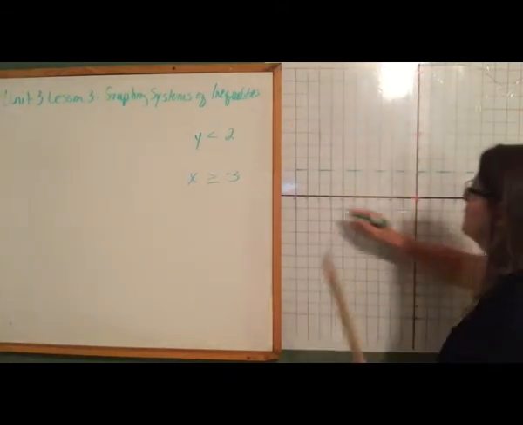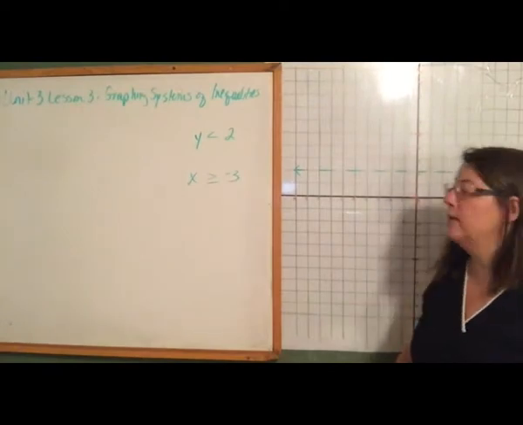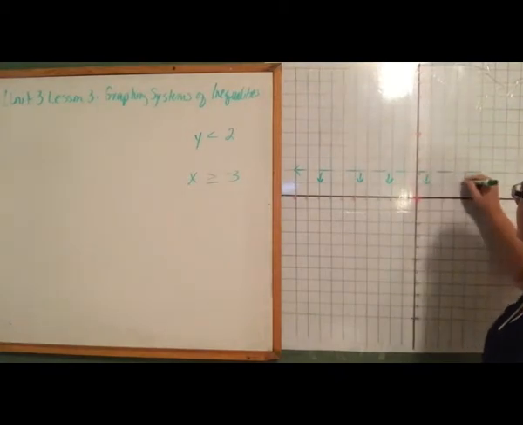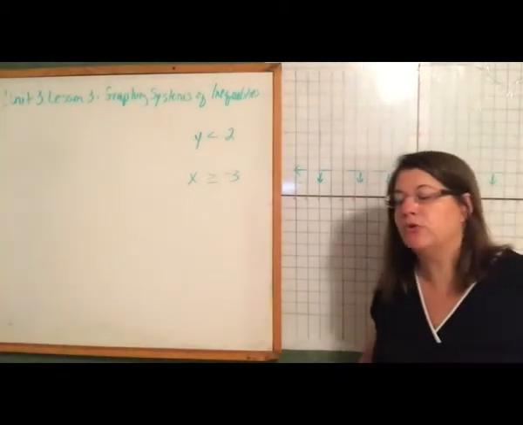And then it says y is less than 2, so that means y is below that line. So we're shading below there. I always do arrows at first because I only want to shade the region that is common to both graphs.